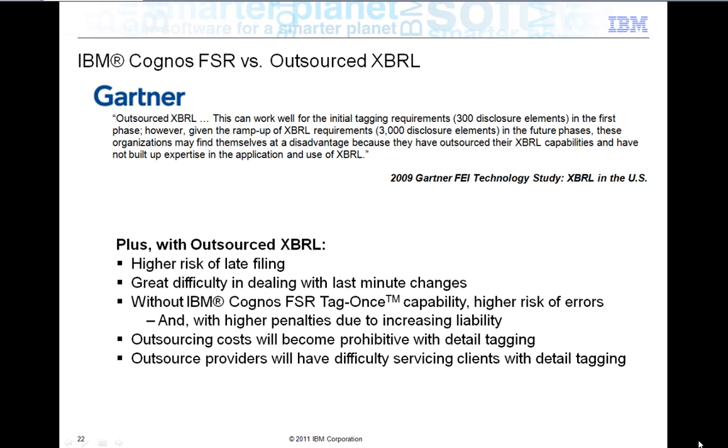Now, adding to that fact, with outsourced XBRL, there is a higher risk of late filing. You are not in complete control of your timeline any longer. In fact, quite traditionally, there's actually an additional pencils down period that is imposed upon your organization. There's a greater difficulty in dealing with last-minute changes as a result, and without IBM Cognos FSR Tag Once capability, there's a higher risk of errors, and with higher penalties due to increasing liability at the same time.